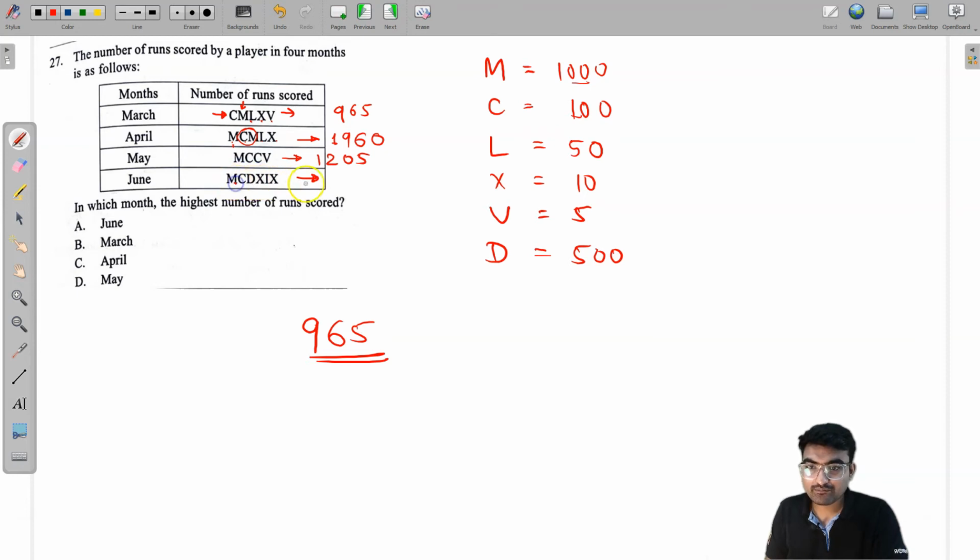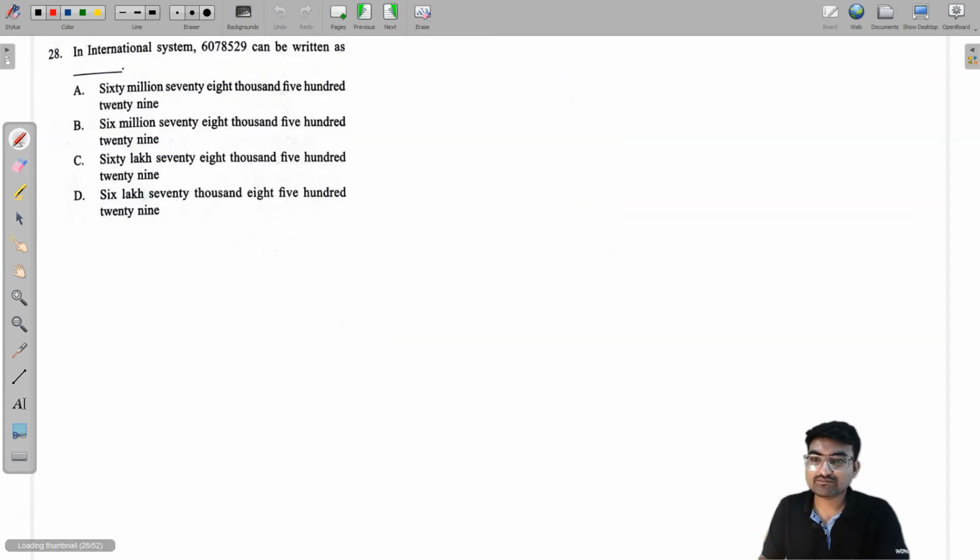Okay, M means 1000, again C means 100. Okay, C comes before D, that means this will be 400, then 1 and this will be 9, right? So 1419. So in which month the highest number of runs are scored? In the month of April. So that is option number C.